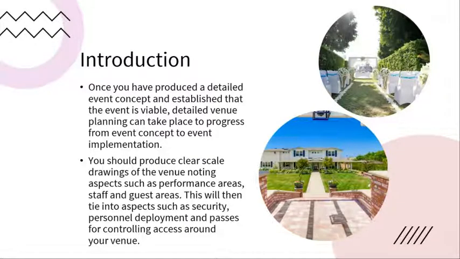Once you've produced a detailed event concept and established that the event is viable, detailed venue planning can take place to progress from the event concept to the event implementation. You should produce a clear scale drawing of the venue, noting all aspects such as performance areas, staff and guest areas. This will then tie into aspects such as security, personnel deployment, and passes for controlling access around your venue.